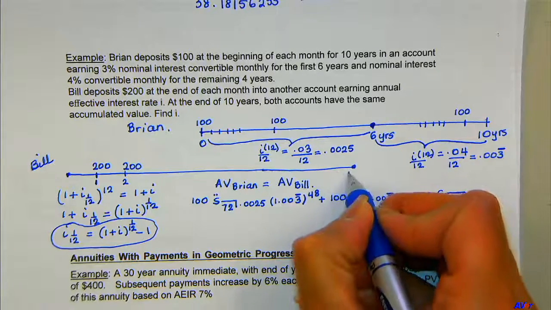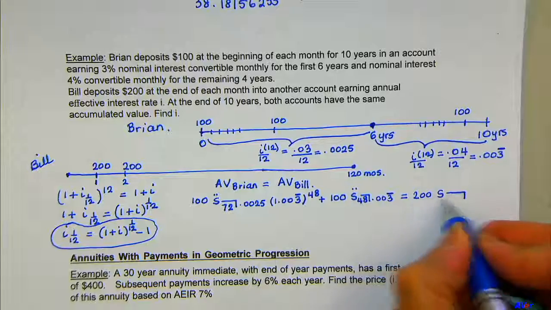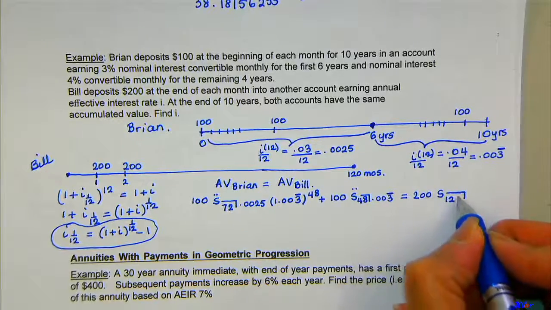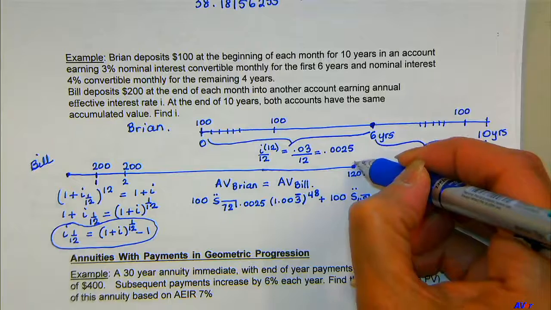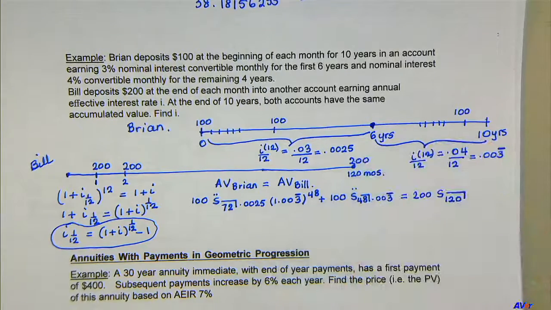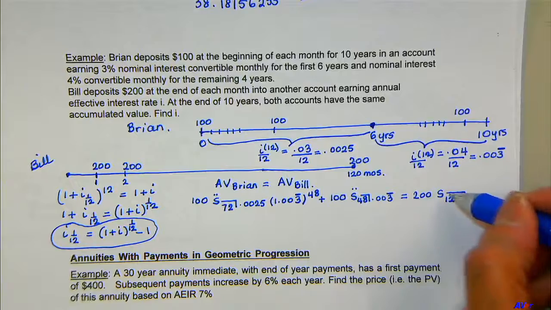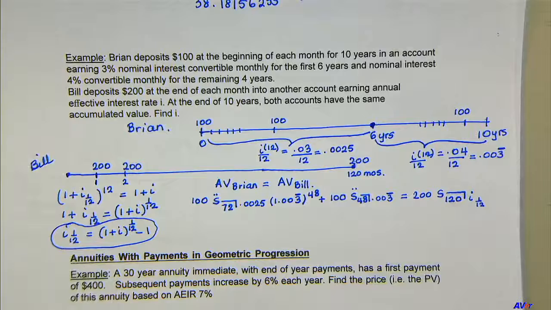Right, so let's label this 120 months. So 200 S angle 120. Notice it's S because this is an accumulated value, and the last payment will be here, 200, right? So 200 S angle 120 at i 1/12, meaning the monthly interest rate.